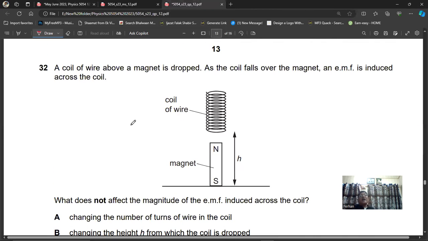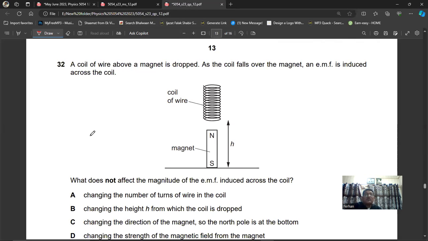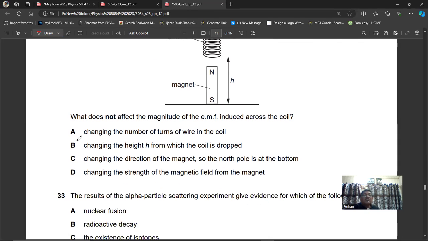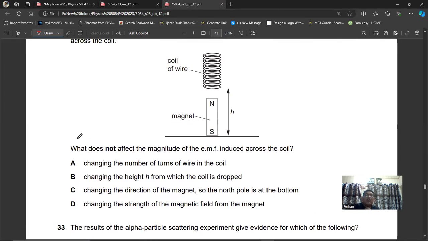So here he says a coil of wire above a magnet is dropped. As the coil falls over the magnet, an EMF is induced across the coil. What does not affect the magnitude of the EMF induced across the coil? Changing the number of turns of the wire in the coil, that affects the EMF induced. Changing the height h from which the coil is dropped, I think it changes because if you drop it from a higher point, its velocity will be larger when it is coming near the magnet.